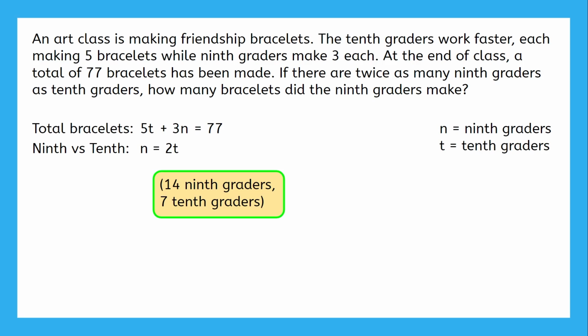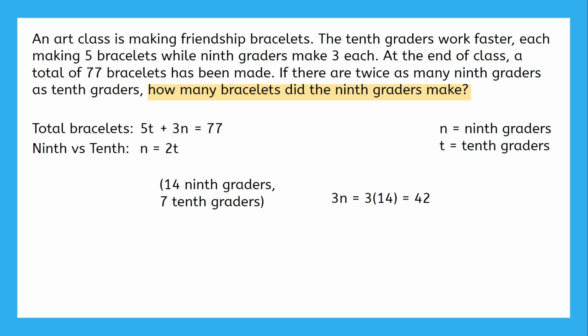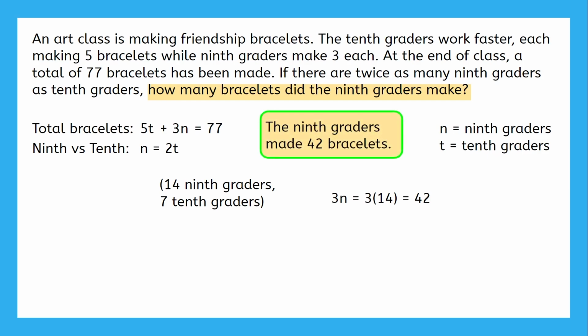Now that we have this information, how do we answer the question? How can we know how many bracelets the 9th graders made? That part's easy. There are 14 9th graders, and each one made 3 bracelets, so altogether, the 9th graders made 42 bracelets.